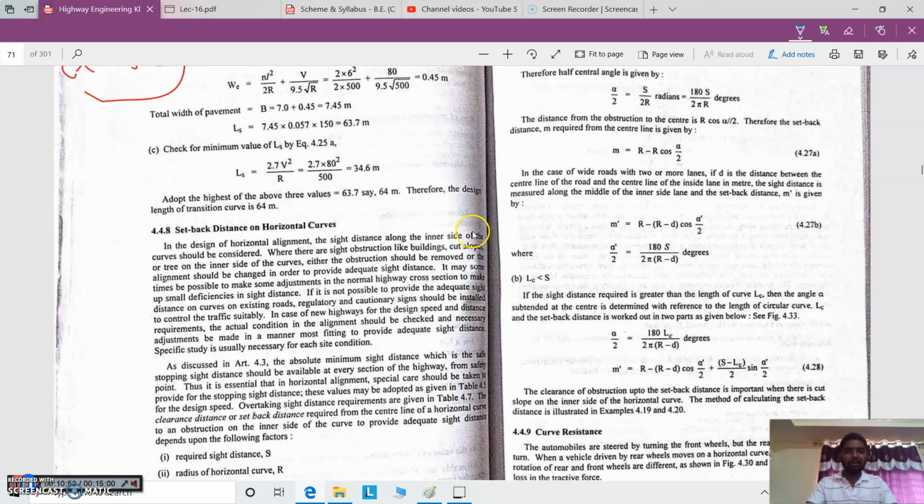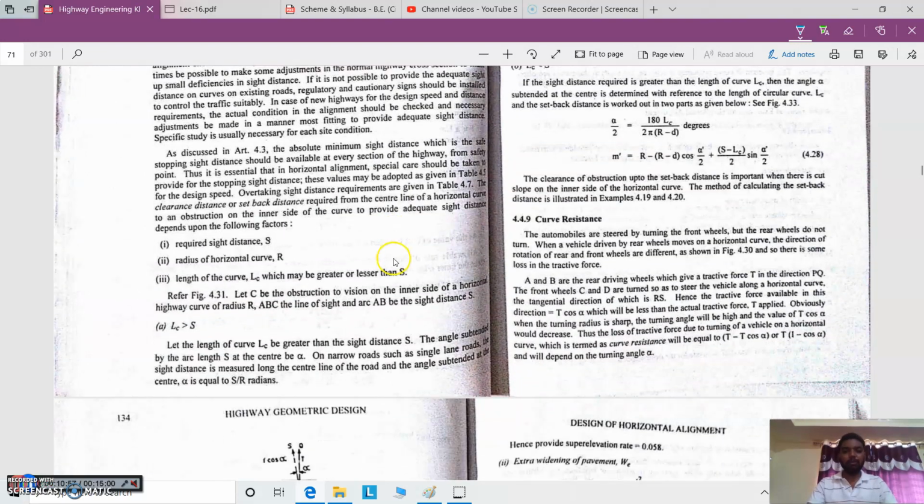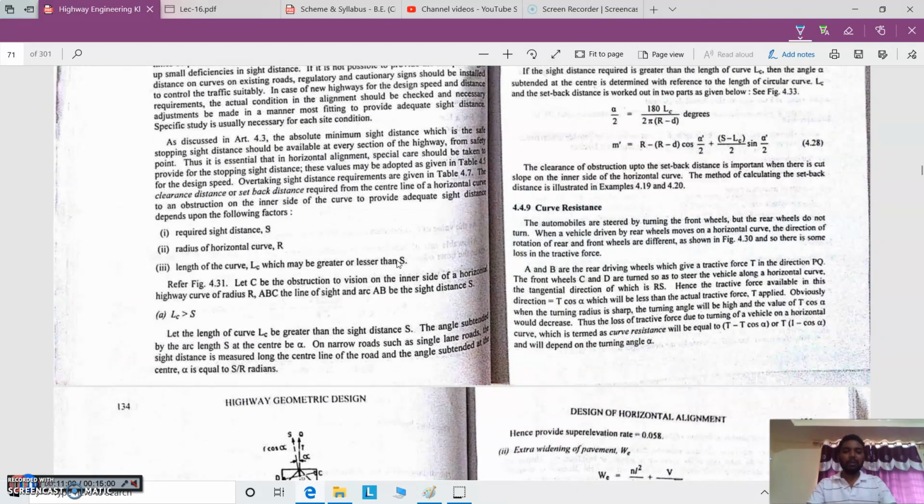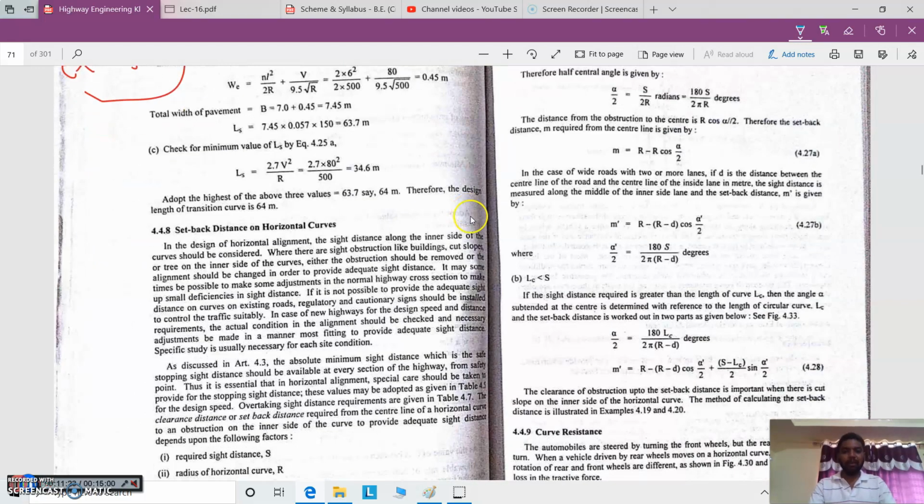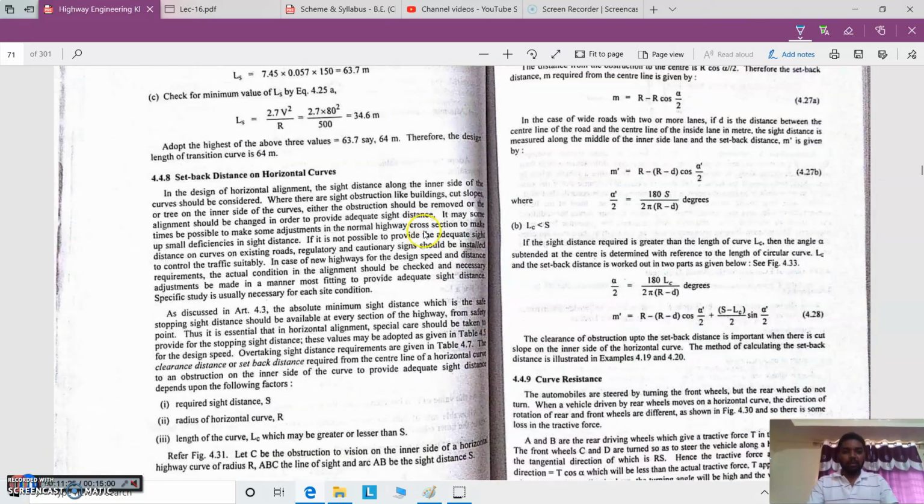In the next class I will start the setback distance on horizontal curves, and these are also most important in your content, and this may be asked in your exams. You may be asked to write the steps involved in the calculation of the length of horizontal curve, that is the transition curve, or they may ask to write the steps involved in setback distance on horizontal curves. In this case you may have to follow these steps for particular answers, right? Thank you.